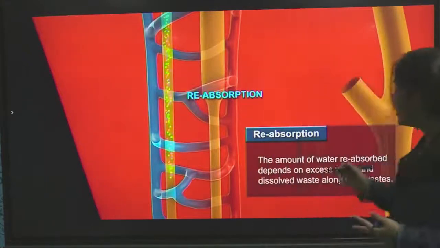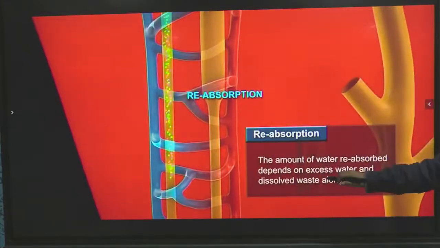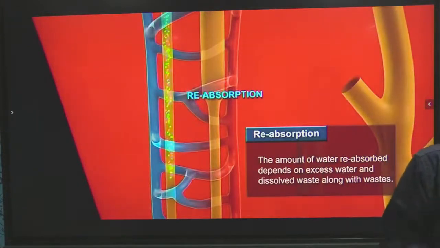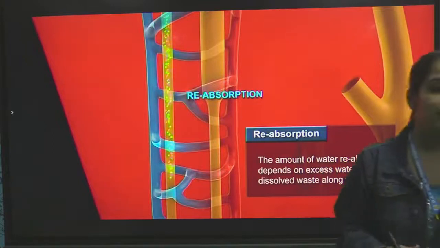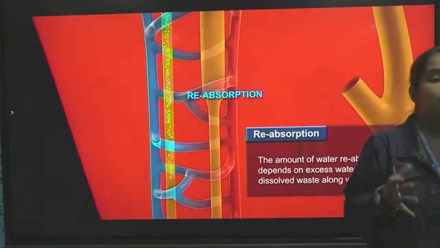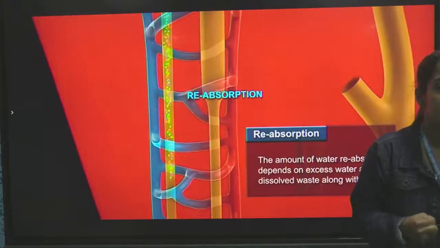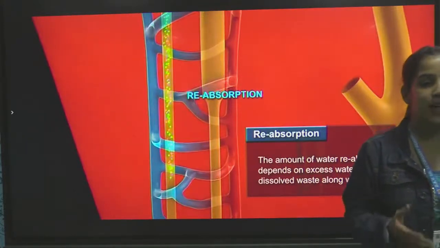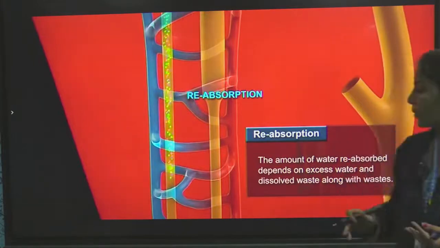Clear? Here the amount of water reabsorbed depends on the excessive water and dissolved waste along with the wastes. So what happened? The useful substances get reabsorbed, as well as the excess water that is present in the filtrate also gets reabsorbed on the basis of the demands of your body. Like if your body has a higher demand for water, then more water is reabsorbed, and if your body needs less water, then less water gets reabsorbed. Clear? Okay.